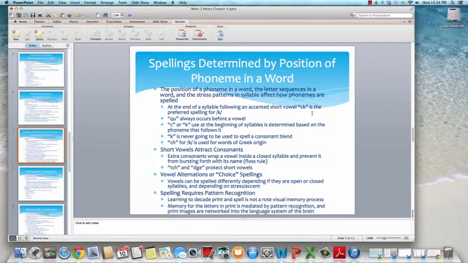Now, short vowels attract consonants. How can a vowel attract a consonant, you say? Well, extra consonants wrap around a vowel inside a closed syllable and prevent it from bursting forth with its name. So when we say a vowel says its name, i.e. the long vowel, then we surround it by extra consonants to make it say that short vowel. It's called the floss rule, or FLS letter doubling pattern. It's the first example of attraction between short vowels and extra consonant guardians.